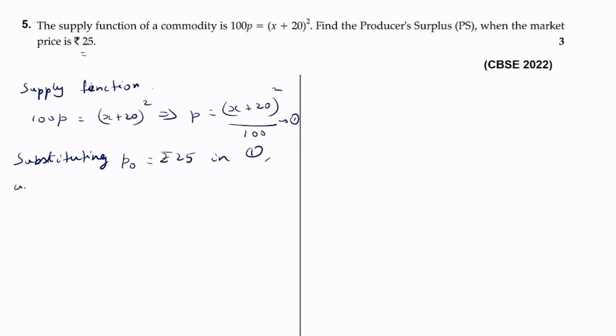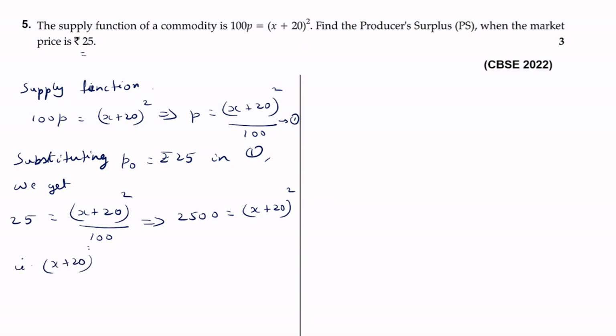We get 25 equal to (x plus 20) the whole square upon 100, or we get 2500 equal to (x plus 20) the whole square. That is, (x plus 20) the whole square is 2500. So if we take root on both sides, we get x plus 20 equal to root of 2500, which is 50. So it is plus or minus 50.